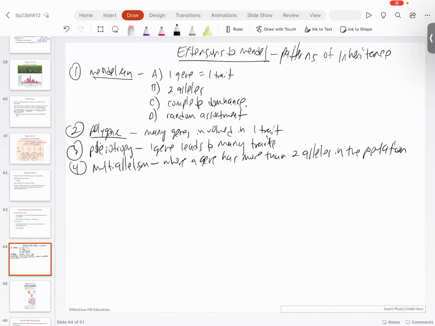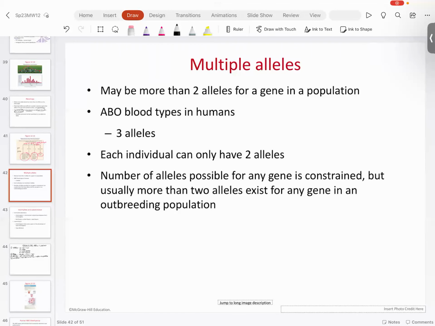Notice what I didn't say. This is important to draw this distinction. I didn't say more than two alleles in an individual. That's not possible, right? You only have two. You got one from mom, you got one from dad. There is no third piece, right? So you only have two, but the population has more. Okay, and we'll take a look at a good example of multi-allelism here in just a second. But before we cover multi-allelism, what I want to do is take a look at the next set, which is a violation of the third criteria of Mendel, which is the complete dominance piece. So multi-allelism actually is best illustrated in the ABO blood grouping.